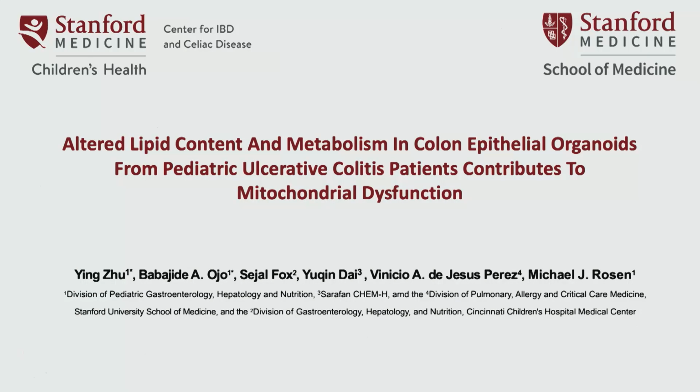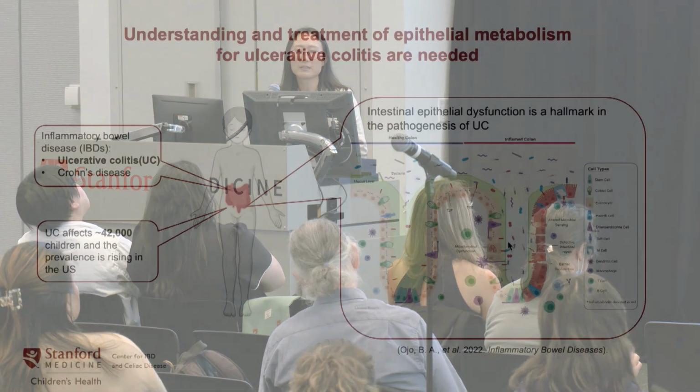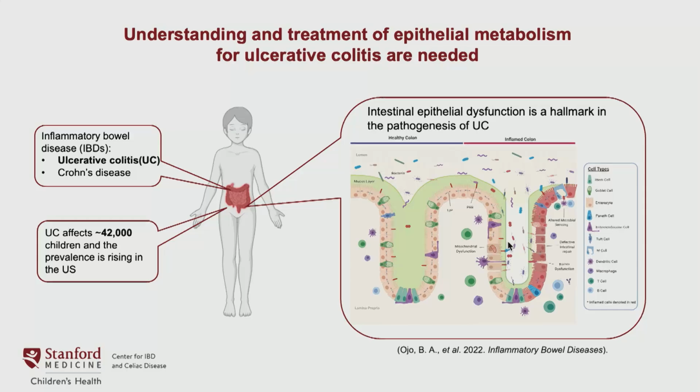Today, I will talk about how lipid metabolism could be a promising target in treating pediatric ulcerative colitis. Ulcerative colitis, UC, is a form of inflammatory bowel disease that causes chronic inflammation and disrupts epithelial homeostasis in the colon and rectum. It affects almost 1.25 million Americans, including 42,000 children.